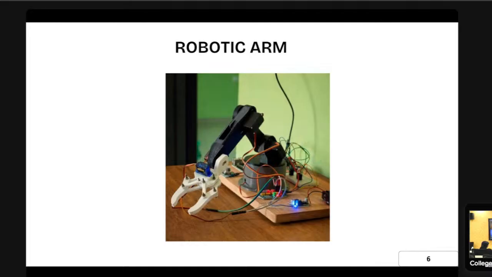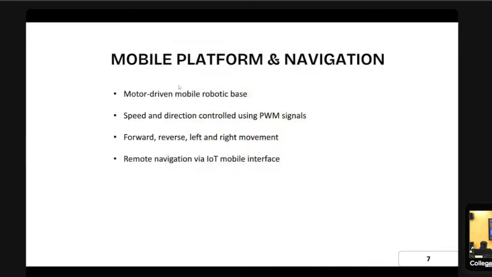The IoT application provides slider-based input for each joint, allowing the user to control the angular positions in real time. That is all about the robotic arm. Moving to the mobile platform and navigation, that is our robotic vehicle. Our robotic arm is mounted over this robotic vehicle, which allows the entire system to move to different locations in real-world environments instead of being fixed in one place.